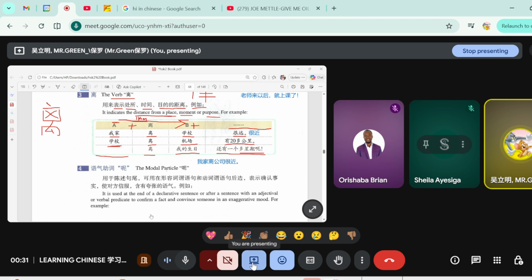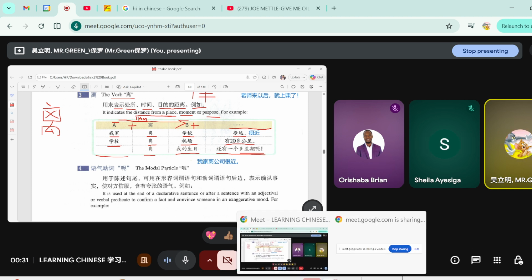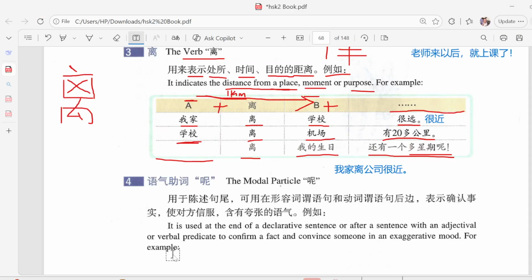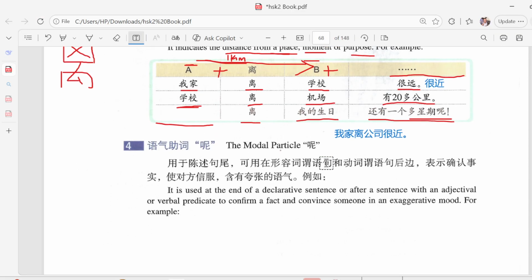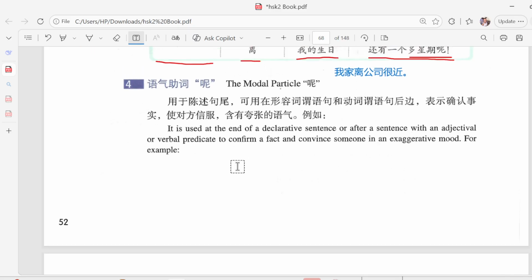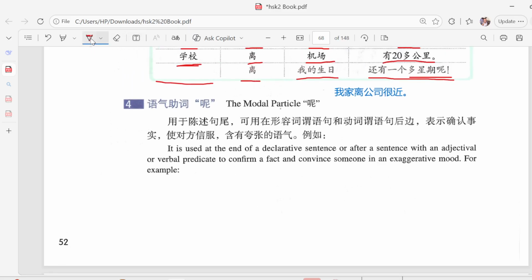Okay, seems we're still thinking about the contribution. Okay, let's move on to the next one. So now we have 呢. So this 呢 is a modal particle, and we see it in most cases also. It's commonly used. Pay attention.